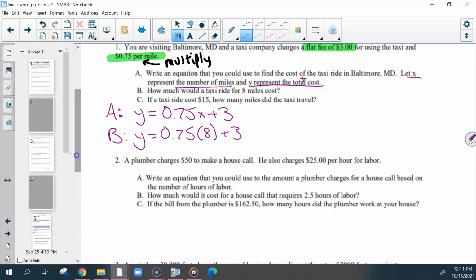Okay. For part B, it asks how much would the taxi ride for 8 miles cost? So that variable we didn't know, we now know is 8. So we could put 8 in for X and figure out what Y is.